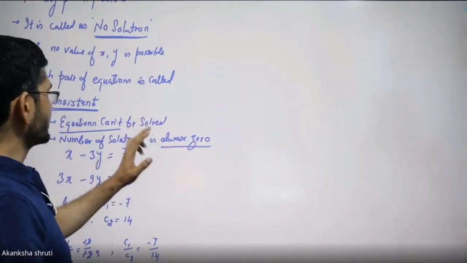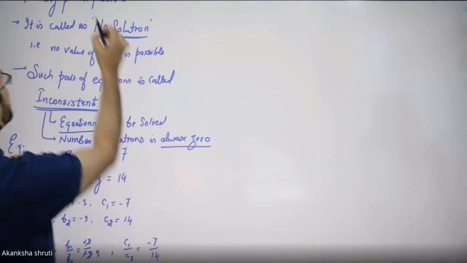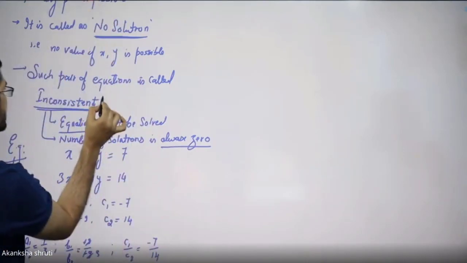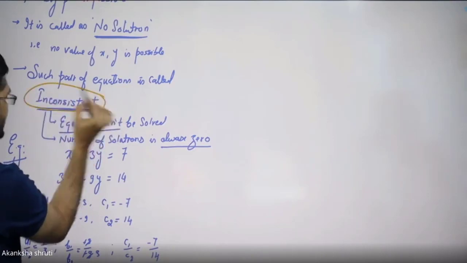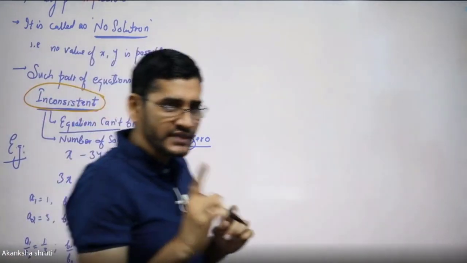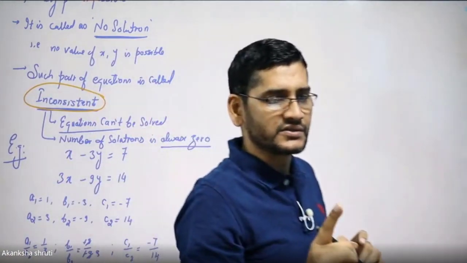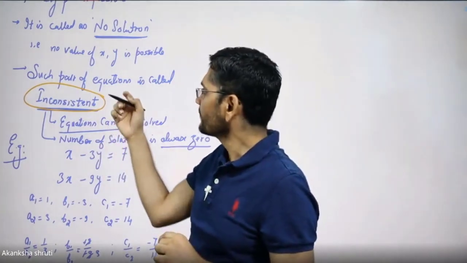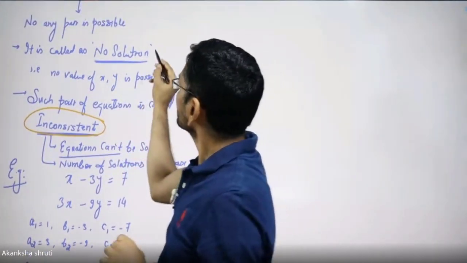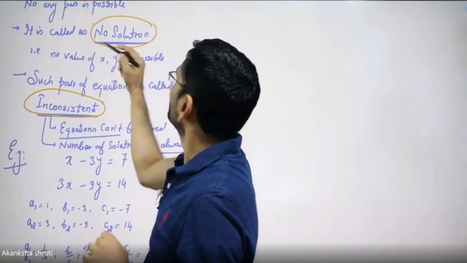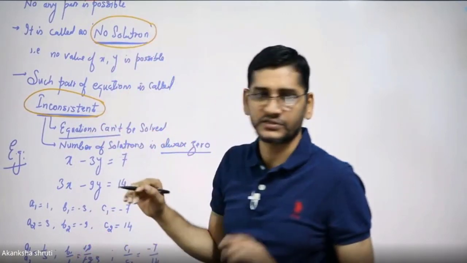So keep in mind, there are two terms in the context of two things. A student, this term inconsistent is in the context of these equations. So the equations are inconsistent. But for an inconsistent equation, how many solutions? The solution is no solution, or 0 pairs of solutions is possible.